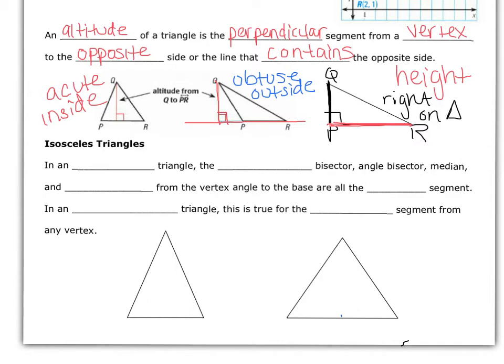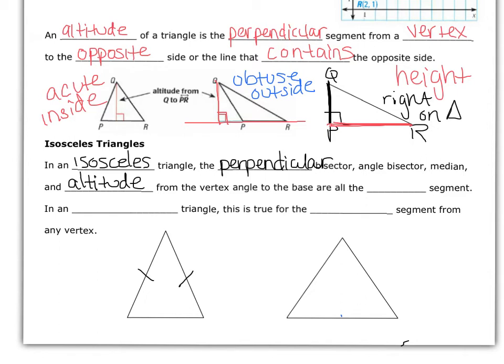Now we also have some special cases: in an isosceles triangle, the perpendicular bisector, the angle bisector, the median, and the altitude are all going to be the exact same segment if they're extending from the vertex angle.